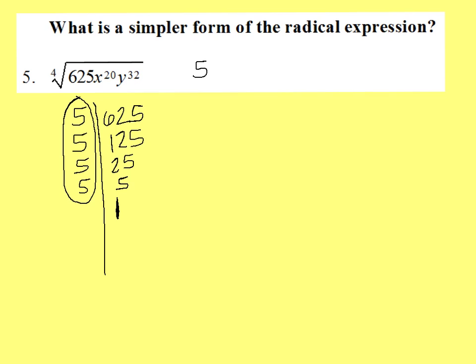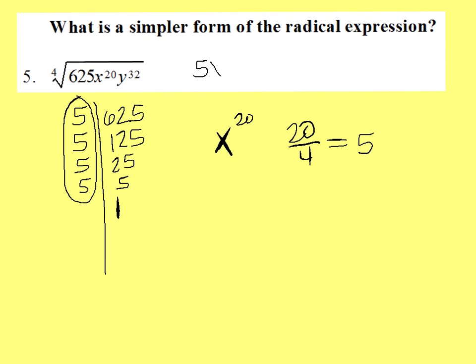Now we deal with our x's. We have x to the 20th. Well, all we're going to do is ask ourselves, how many groups of 4 can you make of 20? So we have 20, and really what we're going to do is say 20 divided by 4. And we can see that we make 5 groups. So x to the 5th is what's going to leave. We can make 5 groups out of those 20 x's, 5 groups of 4.